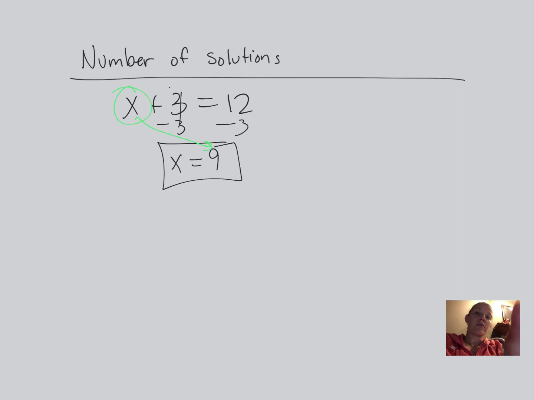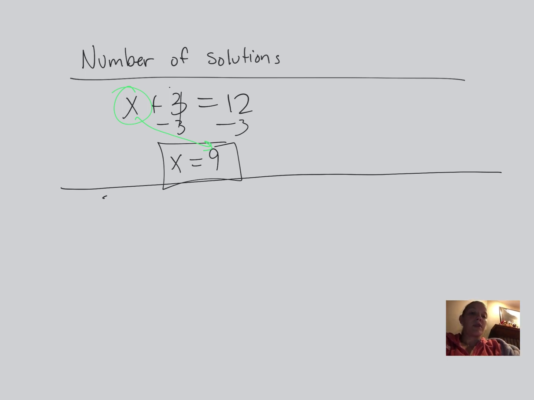But we have some other types of problems where it does not follow that. One example would be if I have 2x plus 1 is equal to 2x plus 1. We can reason this: whatever this number is, this and this are the same. So because these sides are both identical, it shouldn't matter what number I plug in for x. I'm doing the exact same thing on both sides. I'm going to get the exact same number on both sides.